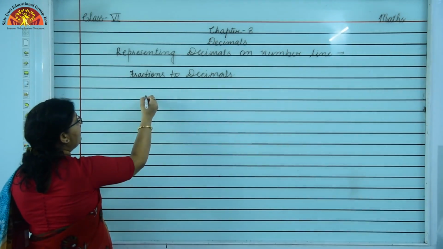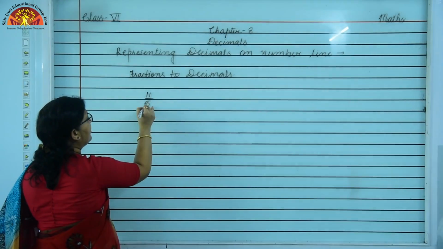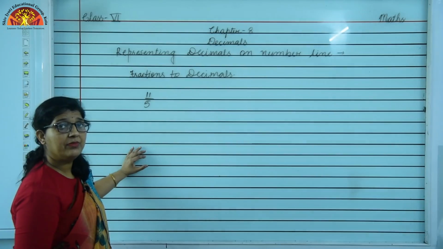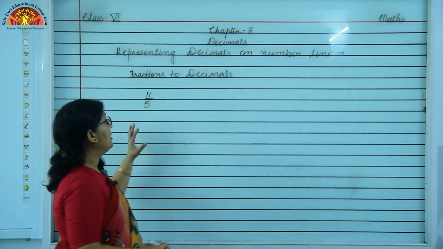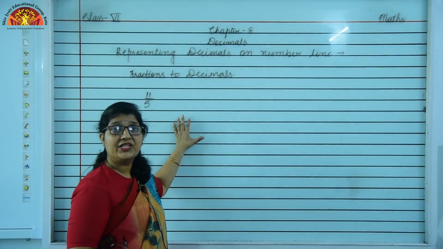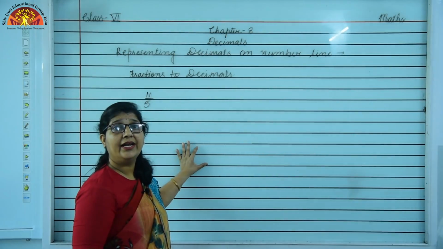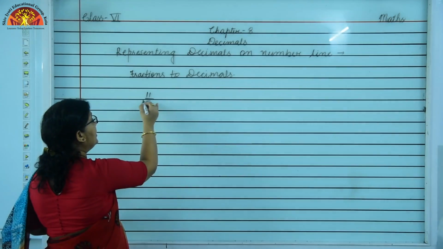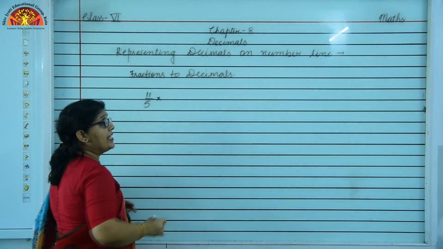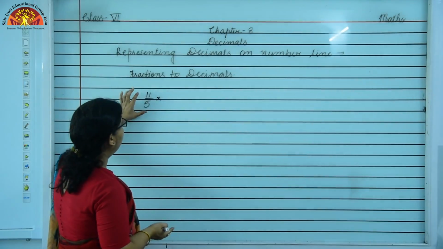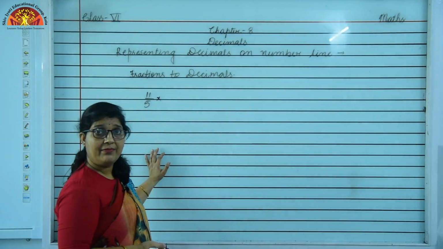Students, suppose we have 11 upon 5 and we want to convert it into a decimal. You already know that in decimal fractions, the denominator is always 10, 100, 1000. So how do we convert it into 10? By an equivalent fraction. How do we get an equivalent fraction? By multiplying the numerator and denominator by the same number.